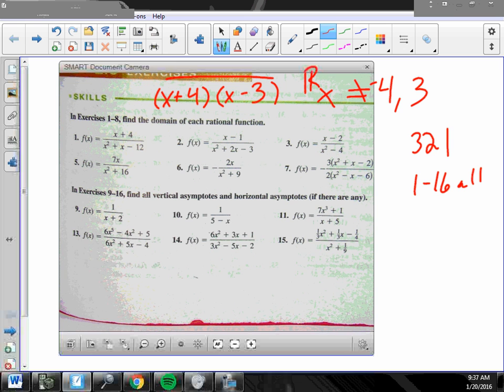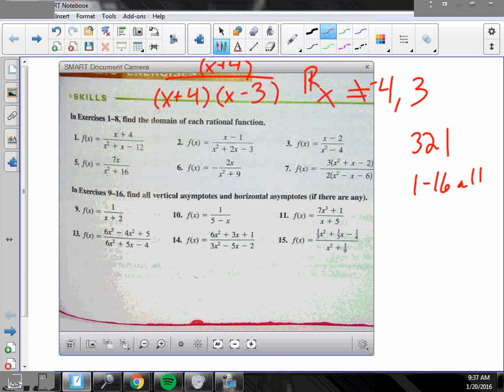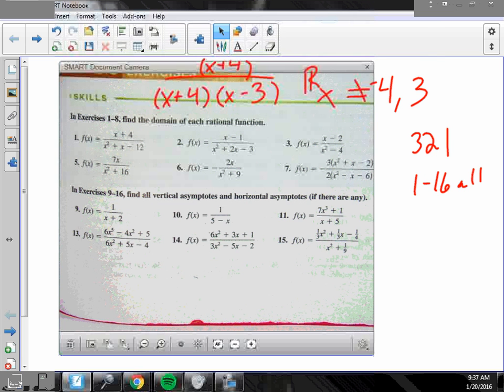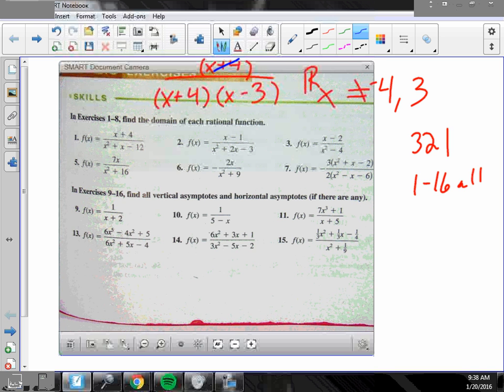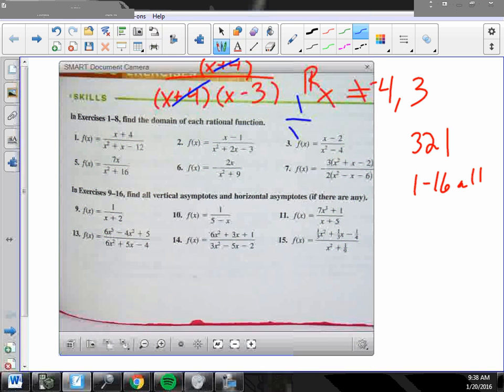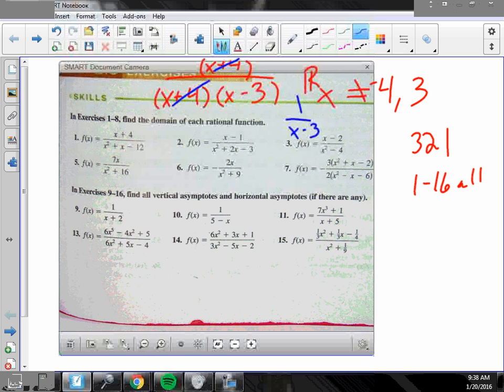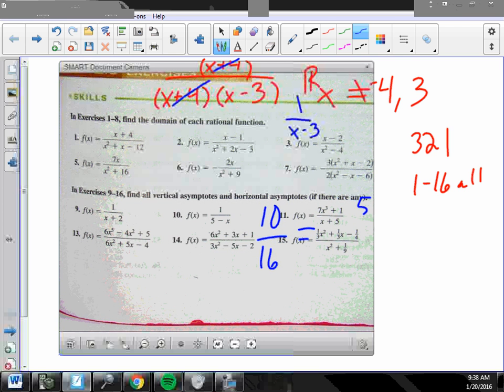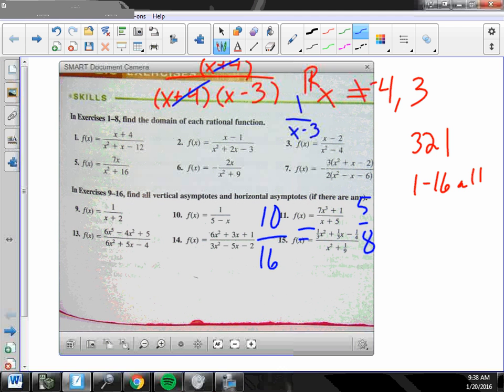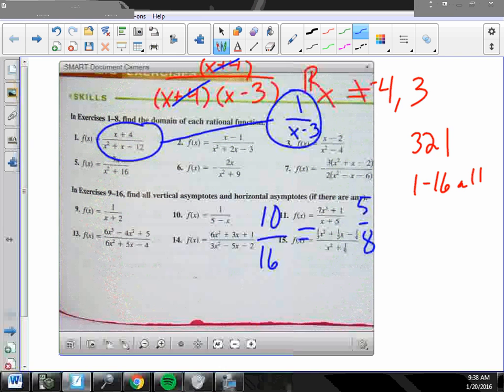So the problem is actually x plus 4 over x plus 4 times x minus 3. So the x plus 4's cancel, and we end up with 1 over x minus 3. And the way I remember which is a hole and which is a vertical asymptote is, if I had 10/16, that is equivalent to 5/8. Those are exactly the same. Okay? So this graph and this graph are identical with one difference.